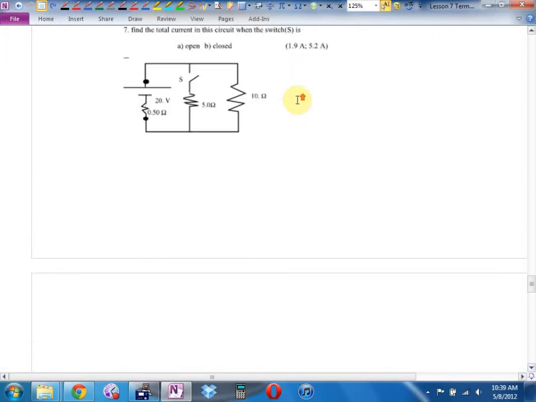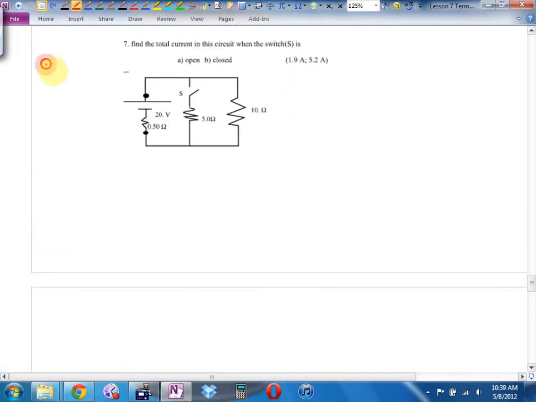I think when it's open, the total resistance is 10.5. So I think total current is going to be 20 over 10.5. Right? You okay? I'm guessing you were okay with that part. It's the B that's bugging you a bit more? All right. B. Now when I close it, suddenly I have a parallel situation here. So what I'm going to do is I'm going to re-sketch this.